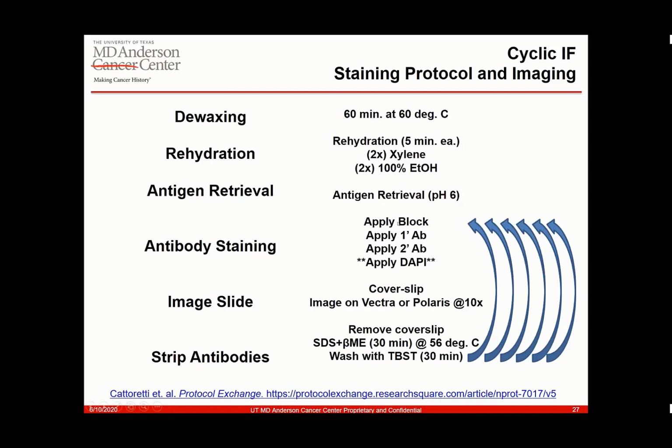You apply block. You have to apply block at each of these stages. You apply your antibodies, whether they're conjugated antibodies or whatnot, and you always apply DAPI because we found that SDS and BME does strip DAPI. Coverslip and image that on a Polaris again. And essentially you just keep going for as many rounds as you need.